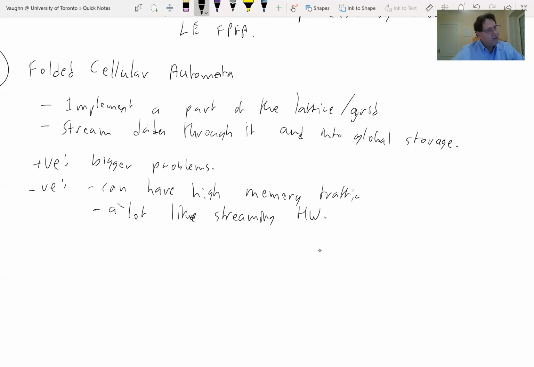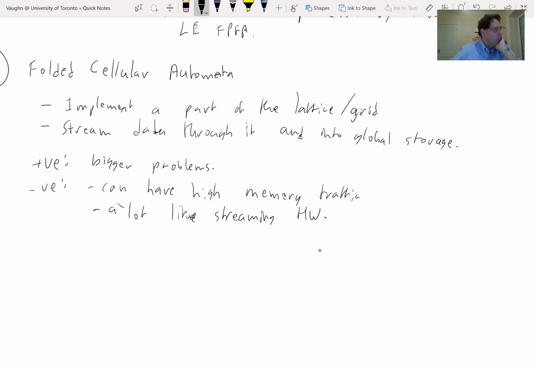But once you think of folded cellular automata, it is related to streaming hardware. It's just that the streaming hardware is essentially computing a portion of the values on this lattice or grid. There's a question: is high memory traffic a negative for regular cellular automata? If you can fit the whole lattice or grid on chip, you have very little memory traffic. Everybody's just talking to their nearest neighbors.